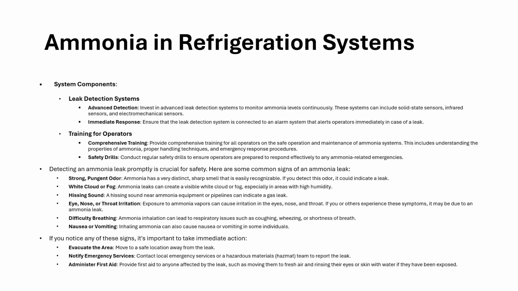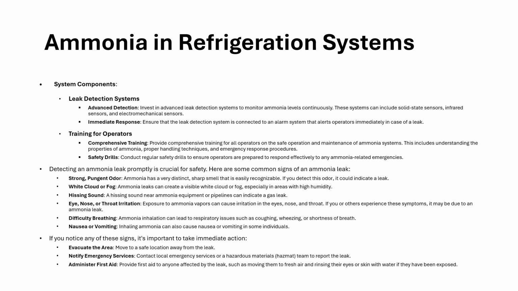Leak detection systems. Invest in advanced leak detection systems to monitor ammonia levels continuously. These systems can include solid-state sensors, infrared sensors, and electromechanical sensors. Ensure that the leak detection system is connected to an alarm system that alerts operators immediately in case of a leak. Training for operators. Provide comprehensive training for all operators on the safe operation and maintenance of ammonia systems. This includes understanding the properties of ammonia, proper handling techniques, and emergency response procedures. Conduct regular safety drills to ensure operators are prepared to respond effectively to any ammonia-related emergencies.